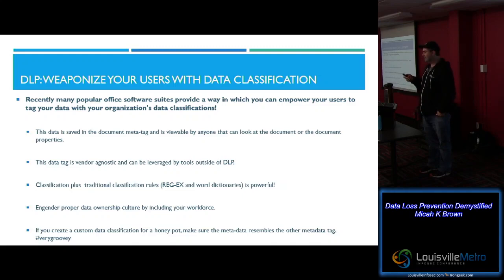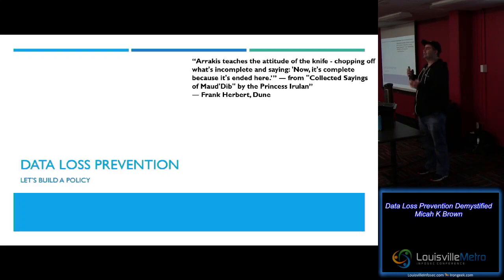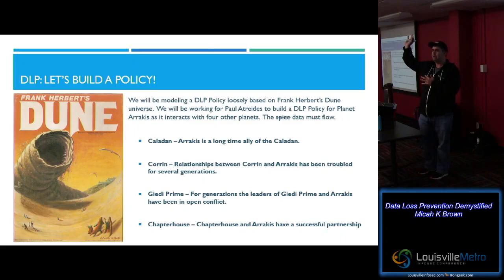So what we're going to talk about next is actually my strategy in building a DLP policy. Anyone familiar with the book Dune? The first four are good, after that it gets a little bit weird. That being said, we have been hired by Paul Atreides to build a DLP policy for his galactic federation. So as you can see, we are going to be on the planet Arrakis, and we are friends with a couple of planets, and we're enemies with others.